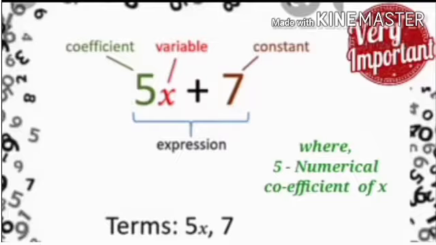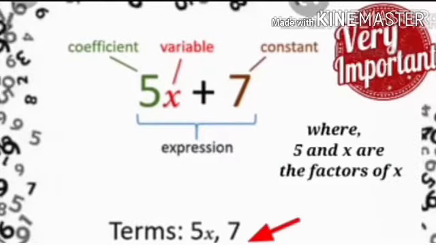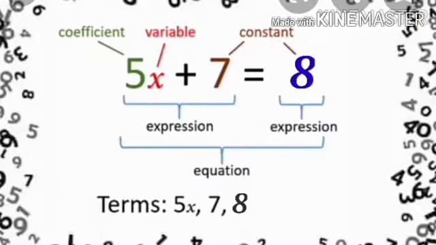However, the numerical value 7 is called a constant, which is a fixed value. Here, 5x and 7 are said to be the terms of an expression, and also 5 and x are said to be the factors of the term 5x. 5x plus 7 equal to 8 is called an algebraic equation. The equality sign shows that the value of the expression to the left of the equal to sign is equal to the value of the expression to the right of the equal to sign.